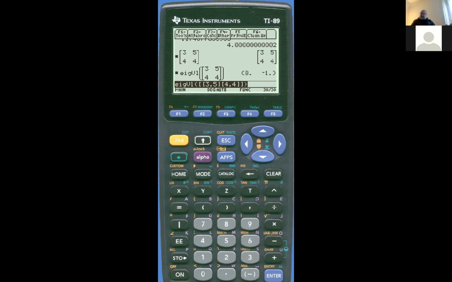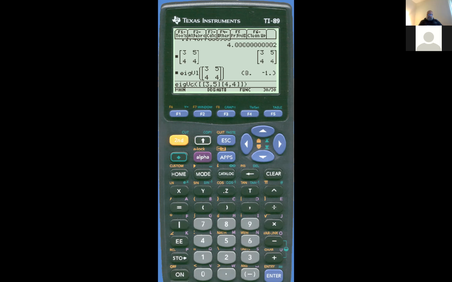On the next test, you'll have to be able to do them by hand as well. For a 2x2, it will not make you do more than a 2x2 by hand. You'll be using the calculators to deal with those sorts of things. Again, pay attention to which order they gave them to you. That's a big deal because the calculator will give you the vectors in the same order.